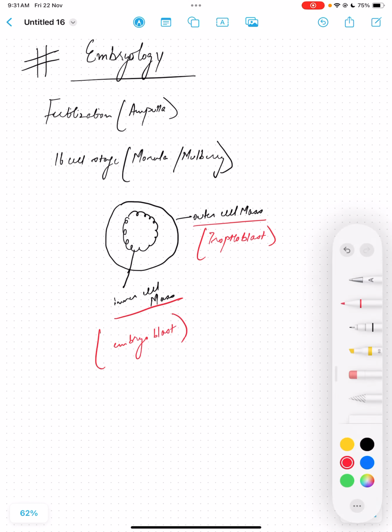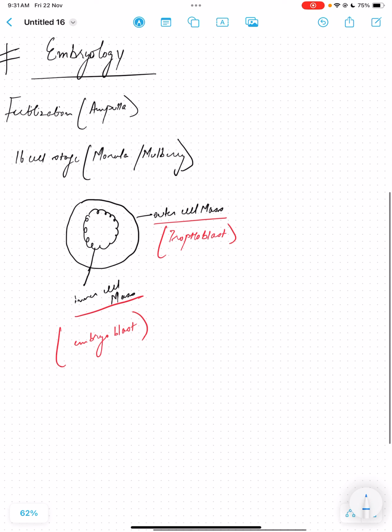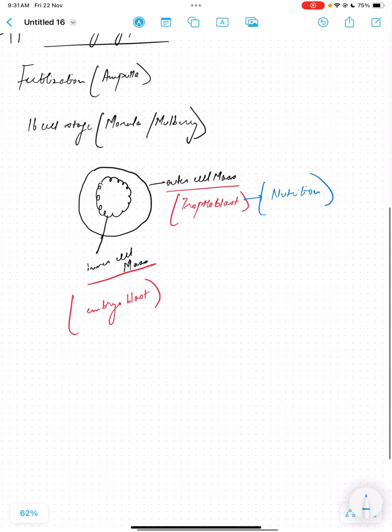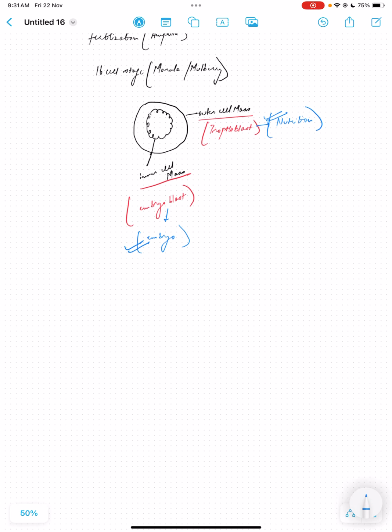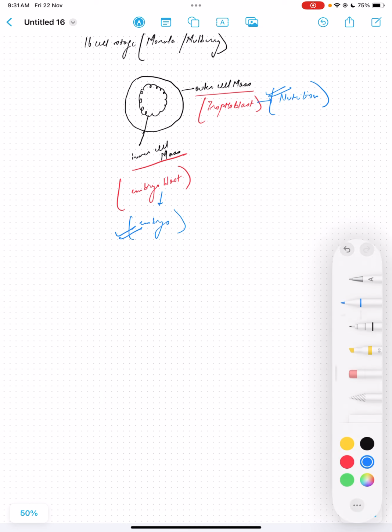What is the function of trophoblast? It provides the nutrition to the developing embryo. And what is the embryoblast function? It forms the embryo. These are the functions of the two. Then we will progress to blastocyst.